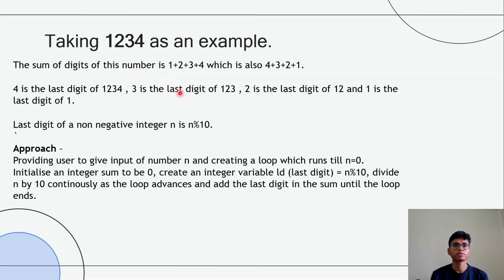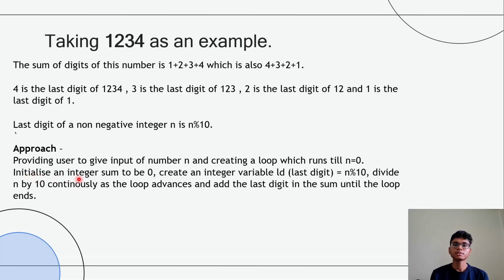Now let's look at the approach. We are going to let the user give the input of the number n and create a loop which runs till n is equal to 0. When n is equal to 0, the loop will stop working, as it will work up to n greater than 0.